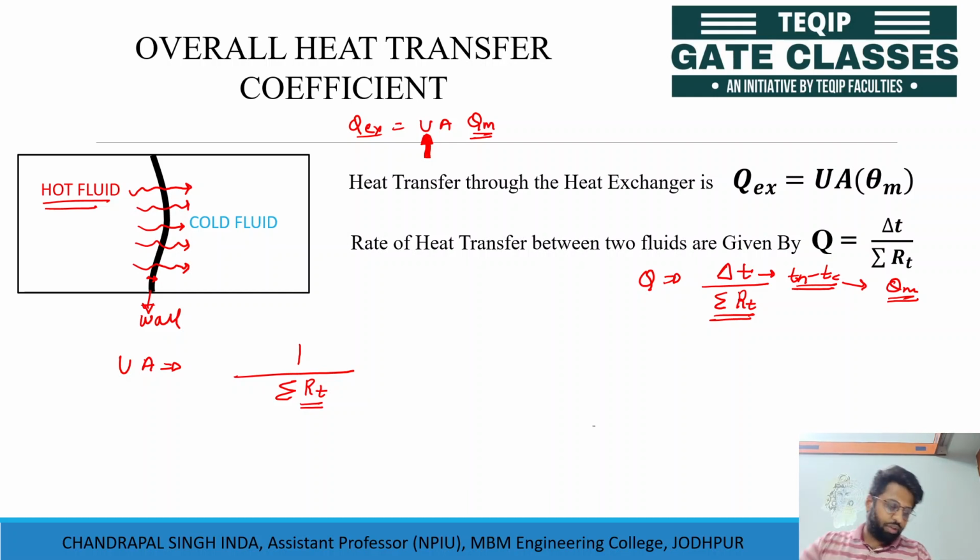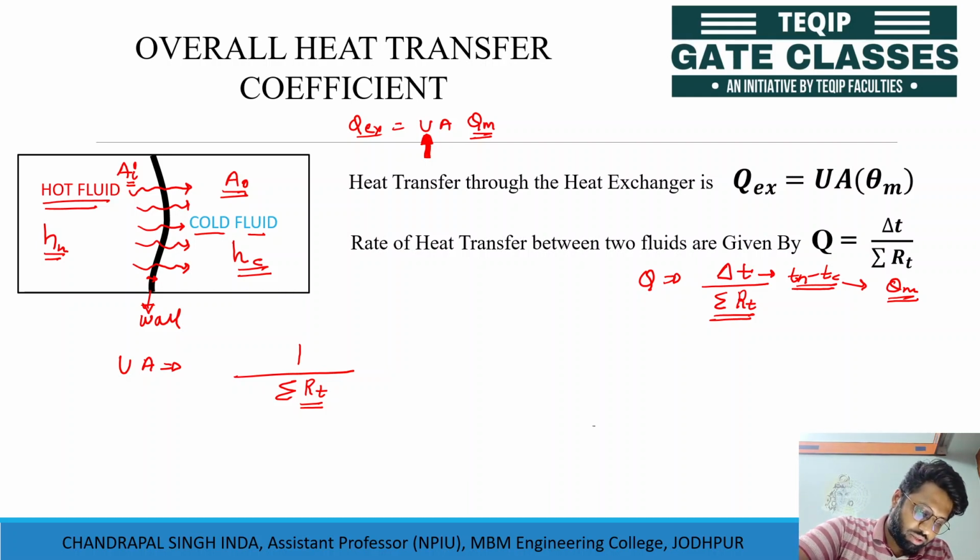So if we know the convective heat transfer coefficient for the hot fluid and the convective heat transfer coefficient for the cold fluid, denoted by hh and hc, and I'm considering that the hot fluid is flowing through the inner side, so the area will be A inner, and the area at the outer side, meaning the cold fluid side, will be A outer. So we can find the value of the thermal resistance.